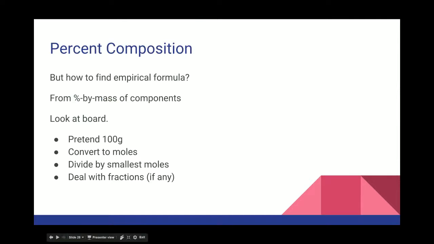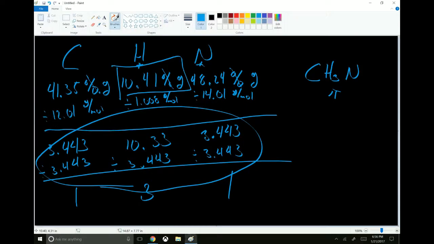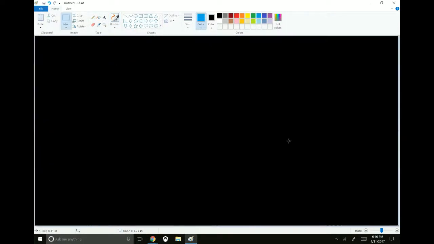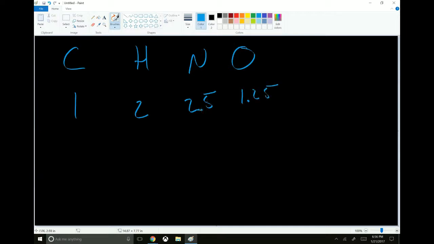All right. Finally, you may occasionally have to deal with fractions. Now, my two examples, they were fortunate. They didn't come up with any fractions. But if, for example, after converting to moles and then dividing by the smallest number, you could have come up with something like 1, 2, 2.5, 1.25. Okay. Learn to recognize fractions. This means half. This means 1/4. You might see a 0.33 representing a 1/3.